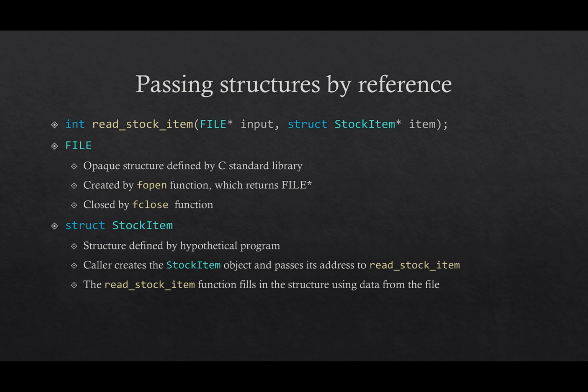The stock item structure is just a structure defined by the hypothetical program. I'm not including the definition of it here, but you could specify whatever members you want in that. The idea of how this would be used is the caller would create a stock item object, whether that's just a local variable or whether that object lives as part of something else. It would pass the address of that object to the read stock item function via the item parameter. And the read stock item function then would be able to use that pointer to initialize the stock item structure using data from the file.